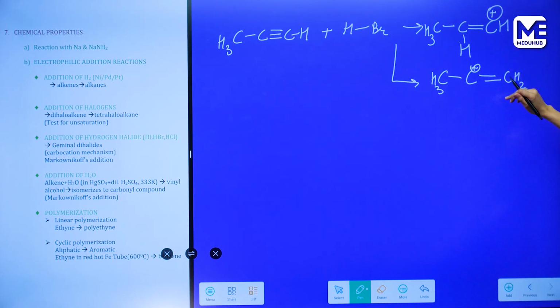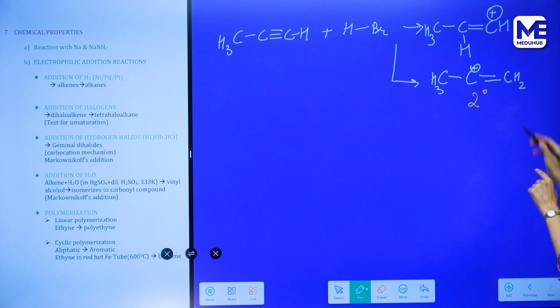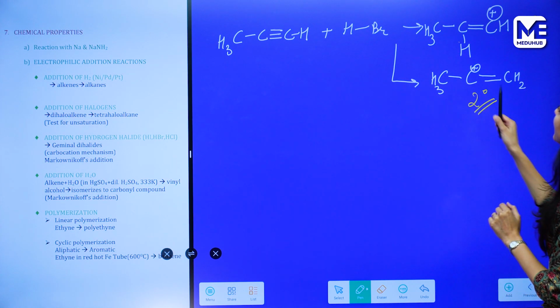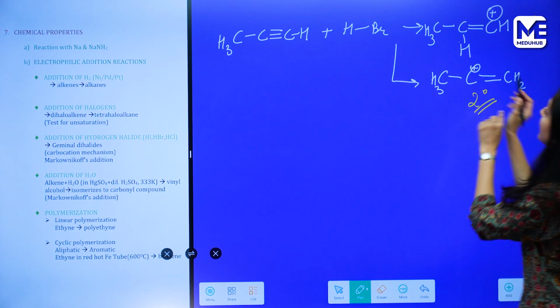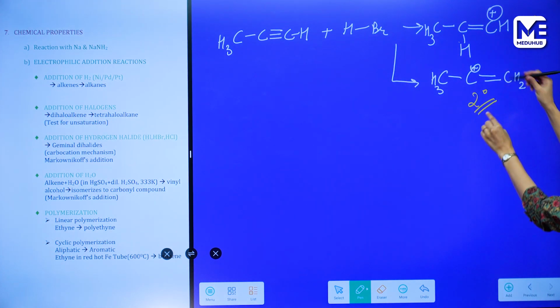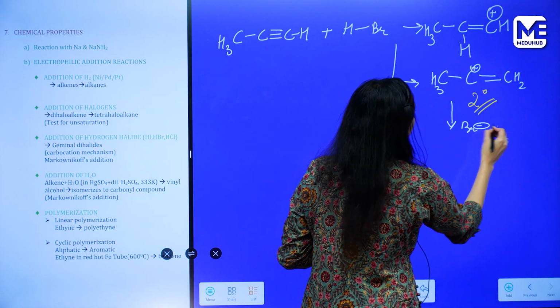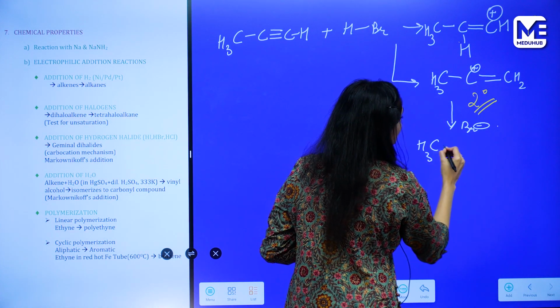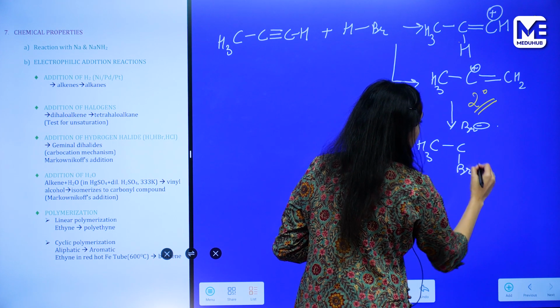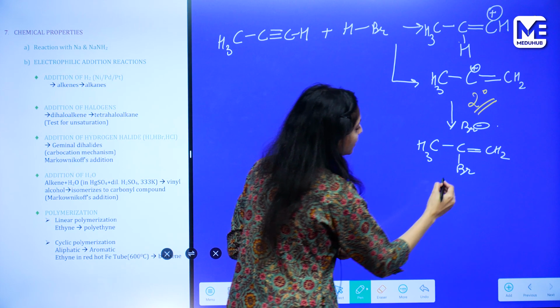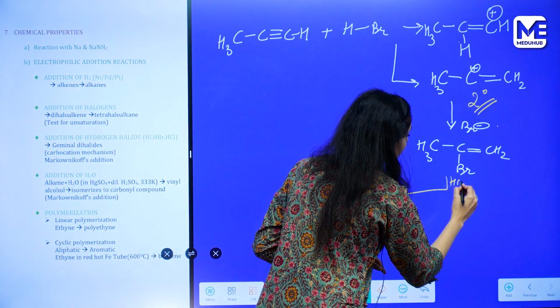Now if you look at these two, this is a secondary carbocation and this is a primary carbocation. That is the reason, because the secondary carbocation is more stable, the proton attacks this carbon and we get a secondary carbocation here, where the bromine can now attack, Br minus, to give us this. And further, another molecule of HBr will attack.